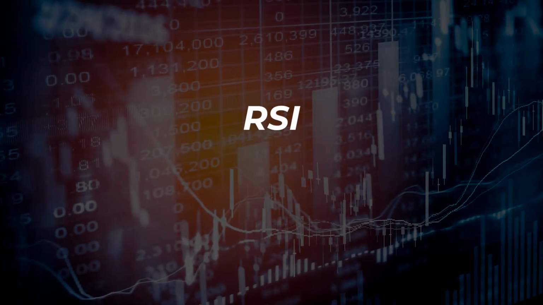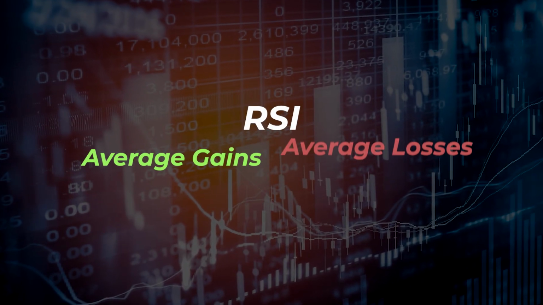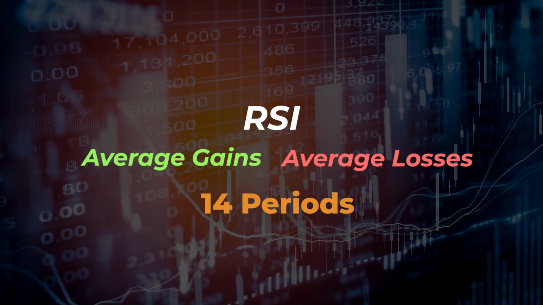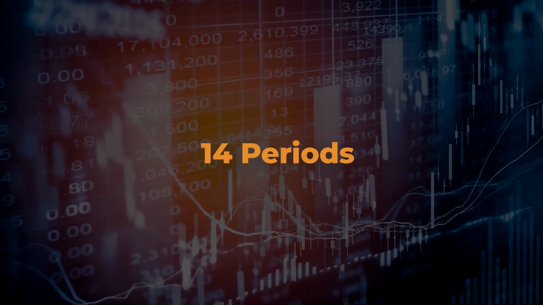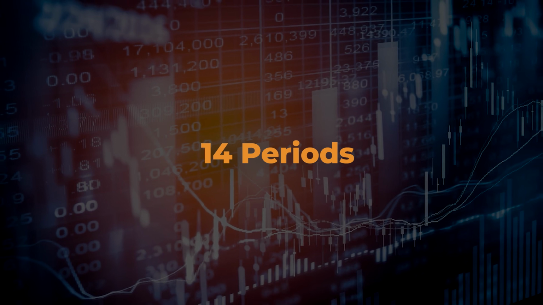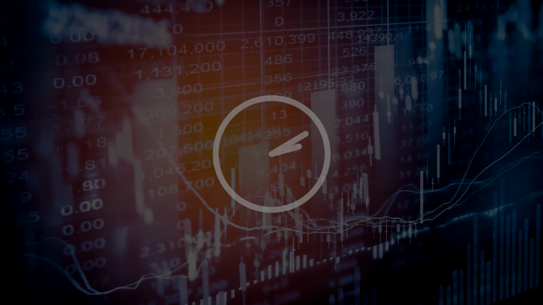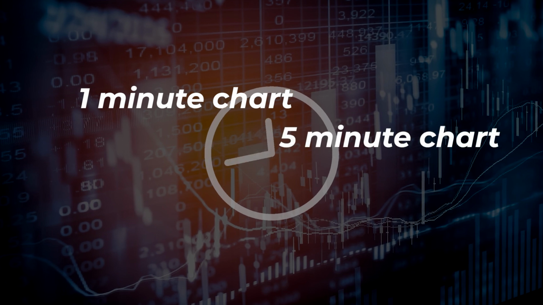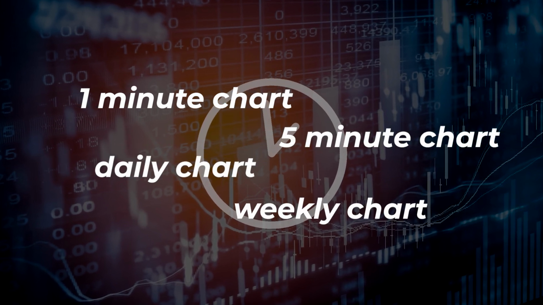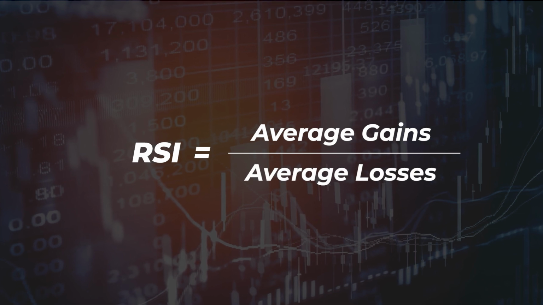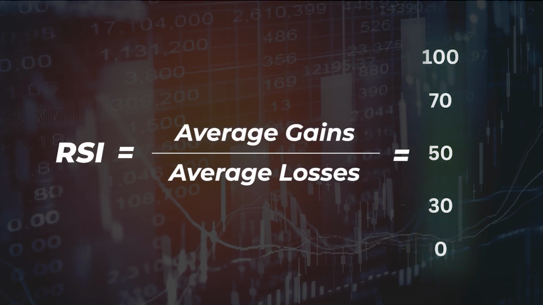RSI is calculated by comparing the average gains to the average losses over a set period, typically 14 periods. This default setting of 14 means that RSI looks back at the last 14 periods on whatever time frame you're viewing, whether it's a 1-minute chart, 5-minute chart, daily, or even weekly. RSI then divides those average gains by the average losses and plots this on a scale from 0 to 100.